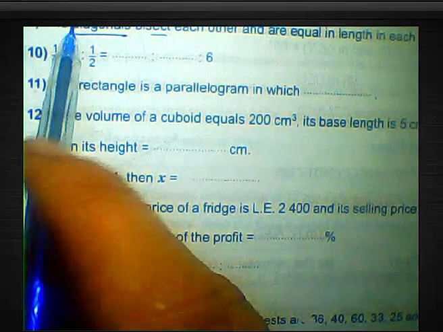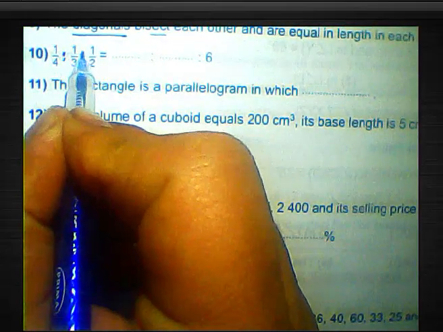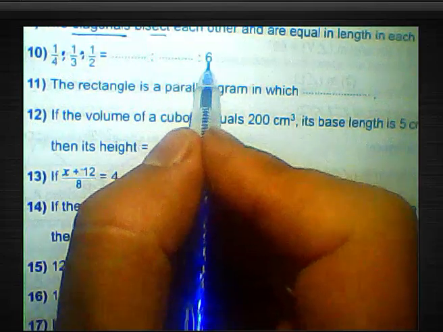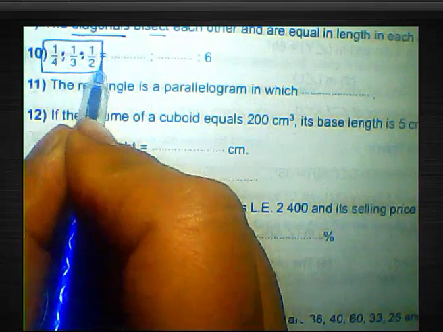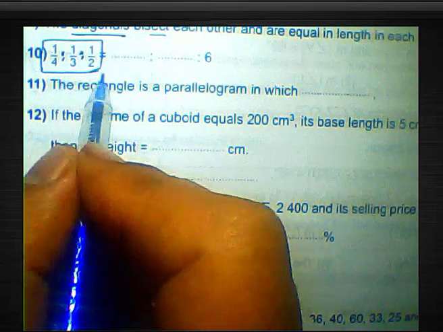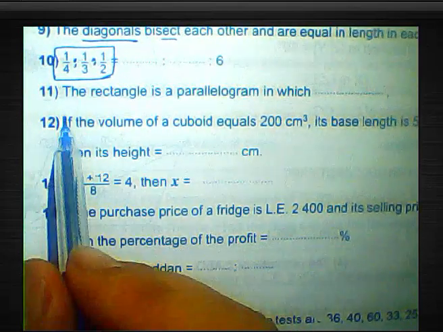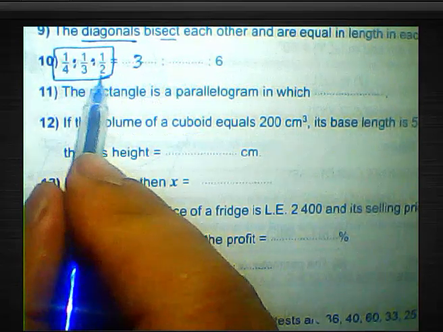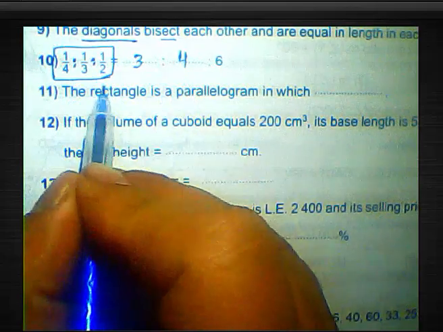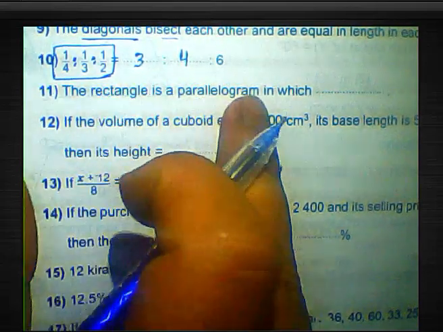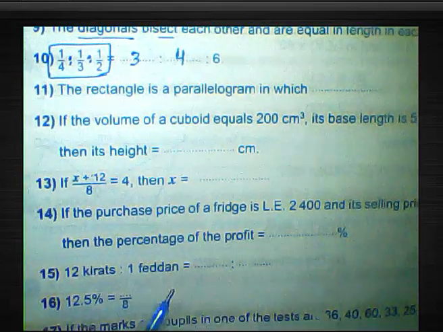The ratio between one half, one fourth, and one third, and one half equals something to 6. We can find the ratio between the three numbers by multiplying by 12, because 12 is the least common multiple between the three terms. 12 divided by 4 equals 3. 12 divided by 3 equals 4. 12 divided by 2 equals 6. So in this example, we find the result by multiplying each term by 12.